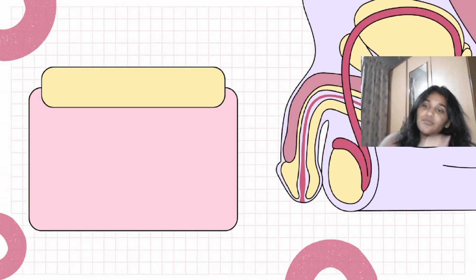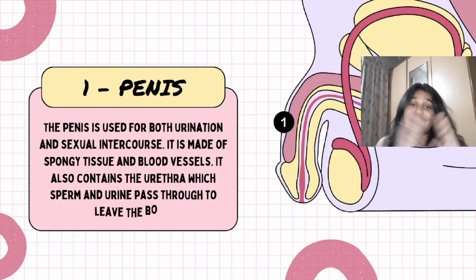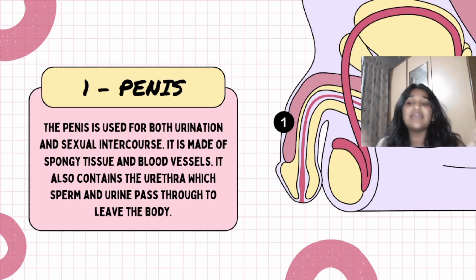Okay? So, number one that I've already highlighted in the diagram is the penis. The penis is used for both urination and sexual intercourse. It's made up of spongy tissue and blood vessels. It also contains the urethra, which the sperm and the urine pass through, leaving the body.